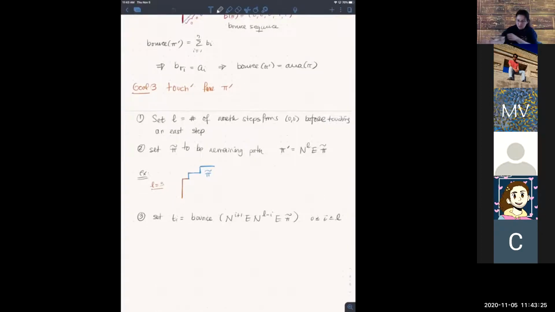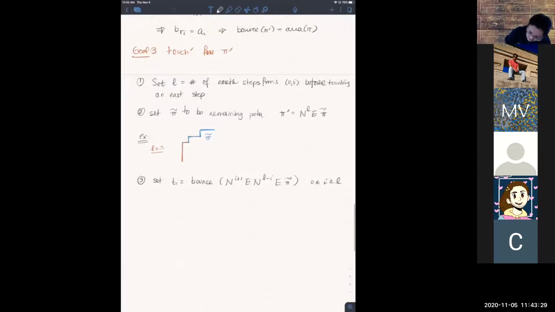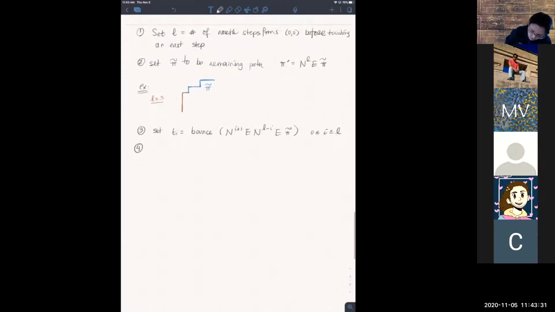Okay, sorry. Okay, so T_i is going to be this. And then step 4 is we're going to define our new statistic called touch prime of pi prime to be the following sequence. So it's T0 minus T1, T1 minus T2, etc., T_{L-1} minus T_L. So let's do an example because it's much easier to understand all of this with examples.